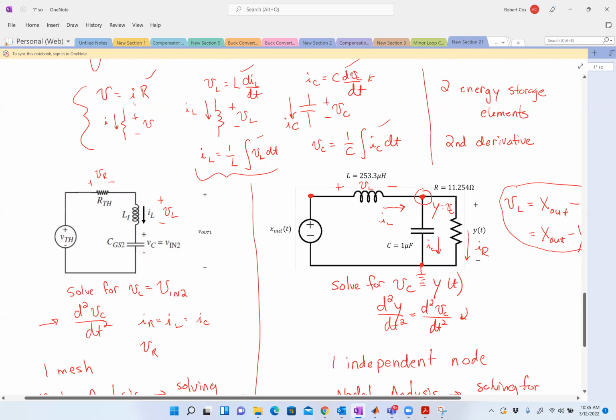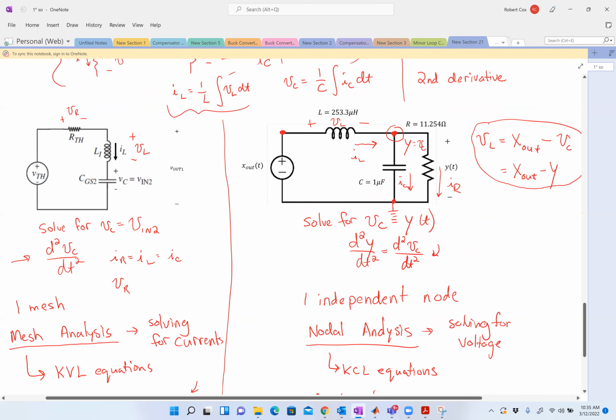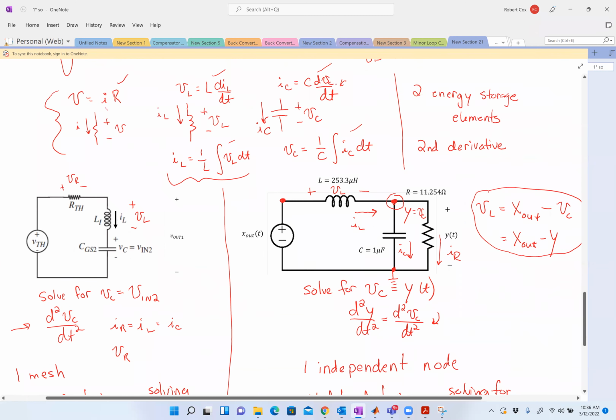If I am looking at this problem over here where I have one independent node, I'm doing nodal analysis, which means I need to write KCL equations. Forget about the fact of what you learned in circuits one, where you're thinking about solving for a voltage. What you were doing is you were writing KCL equations. So I need to look at what the currents are and then use those currents with these relationships to figure out how I get to a second derivative for the capacitor voltage. This is the approach.